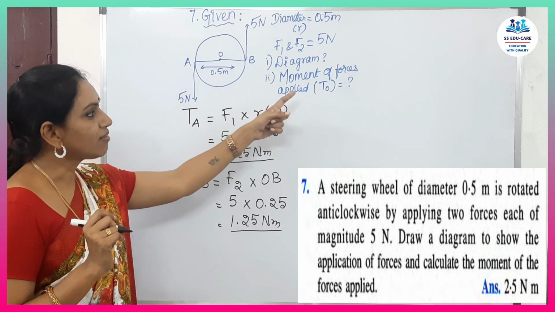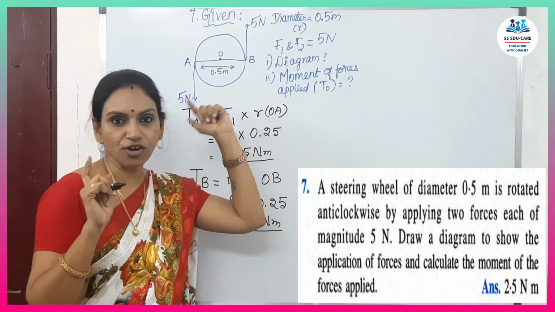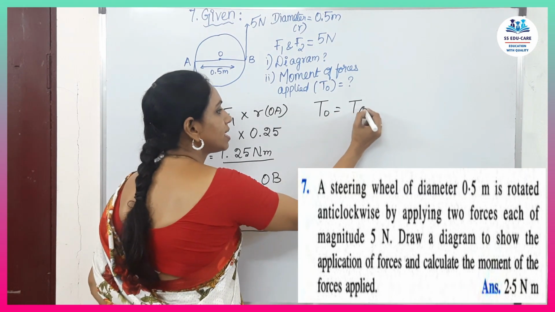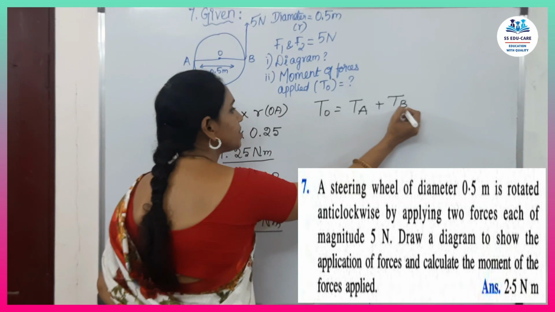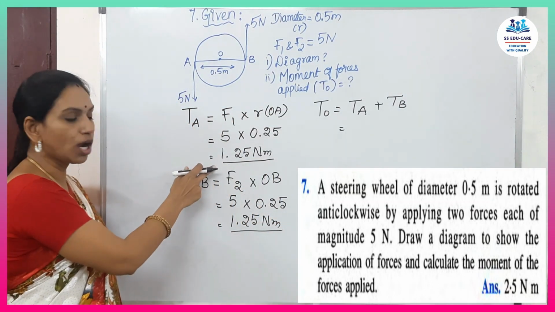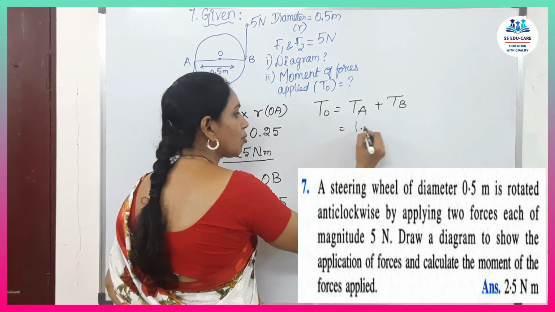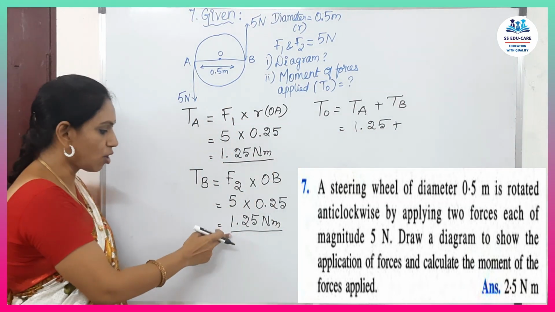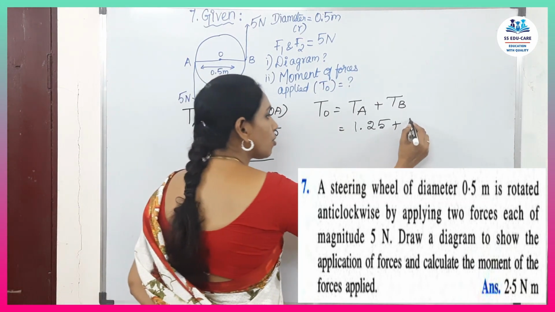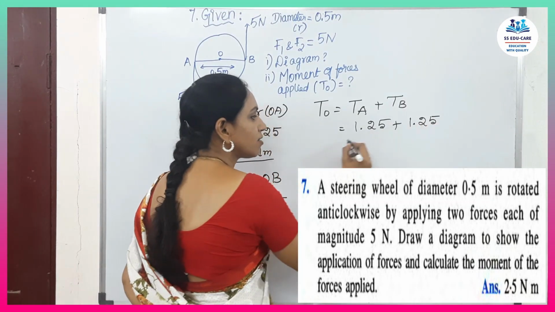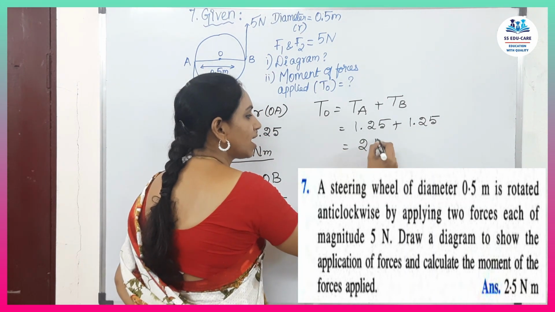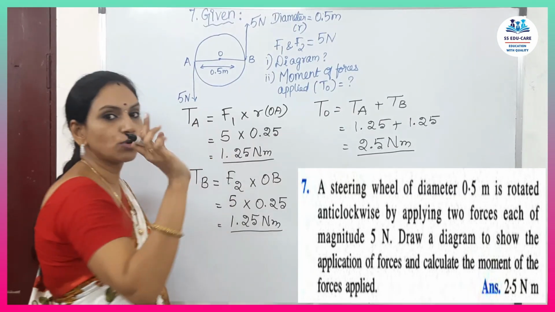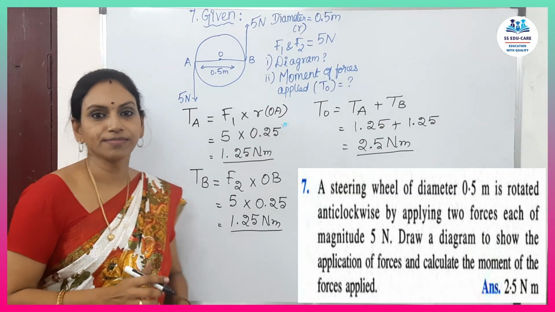Okay. Next, they have asked us to find out resultant moment of force. What is resultant moment of force? It is equal to TA plus TB. What is TA? We have got 1.25. So 1.25 plus what is TB? We have got 1.25. So 1.25 plus 1.25 which is 2.5 Newton meter is the resultant moment of forces applied on the steering wheel.